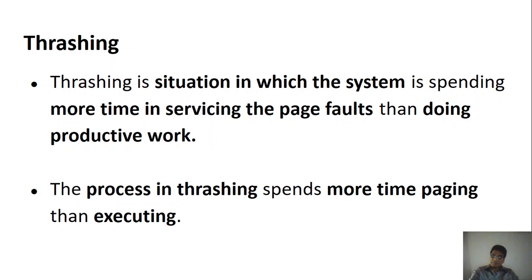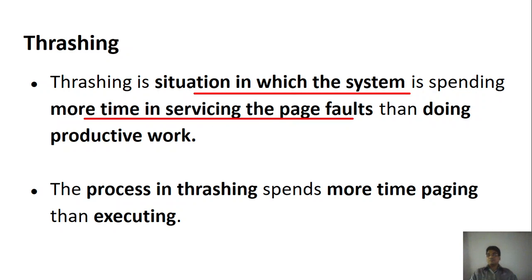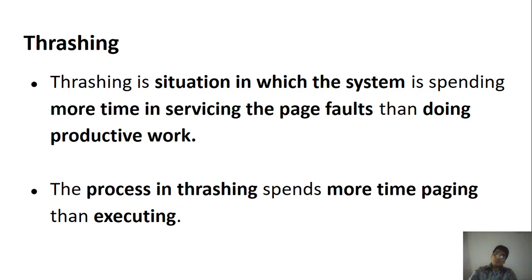Thrashing is a situation in which the system is spending more time servicing page faults than doing productive work. You know very well, when there is no page, you get a page fault. So what is the meaning of saying a process is in thrashing? A process that frequently generates page faults spends most of its time trying to get the page rather than trying to execute its code. This is not a good thing.